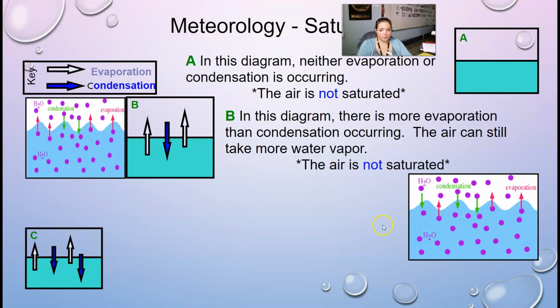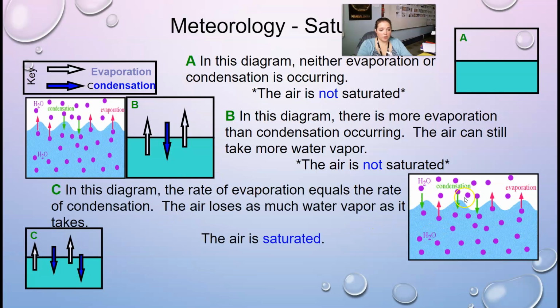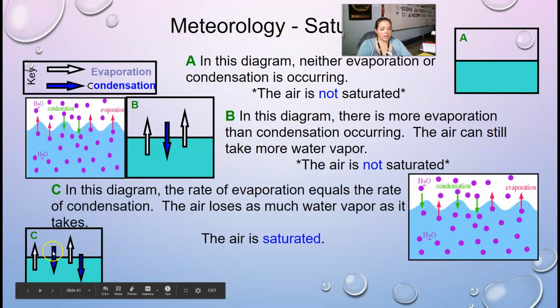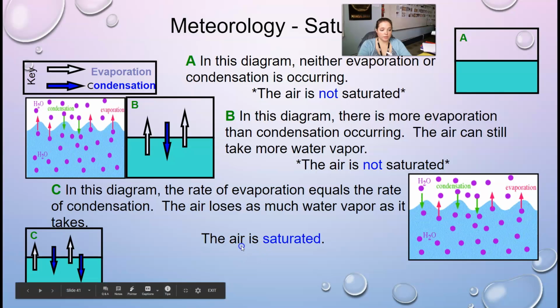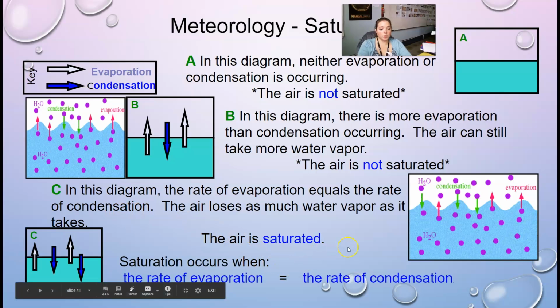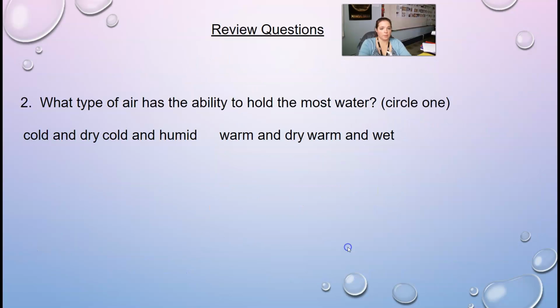It's not saturated. This one, in this diagram, you have the same amount evaporating as condensing. So the air loses as much water vapor as it takes in. This one was taking in more than it is giving off. So this is saturated. Saturation occurs when the rate of evaporation and the rate of condensation are the same.